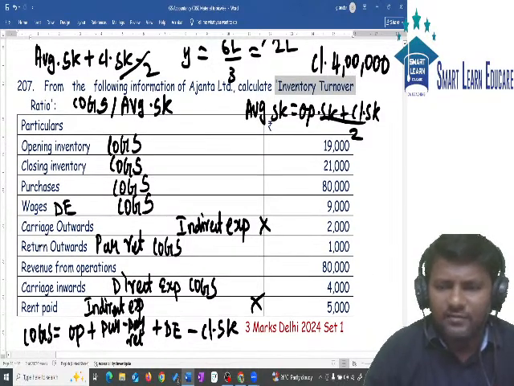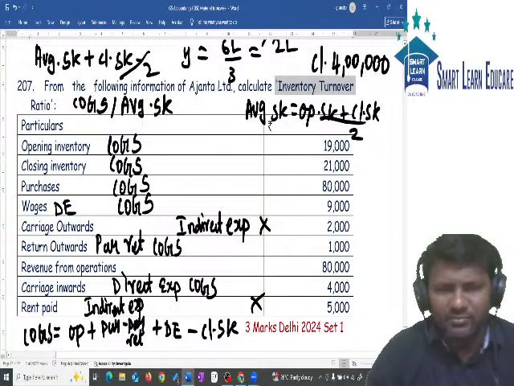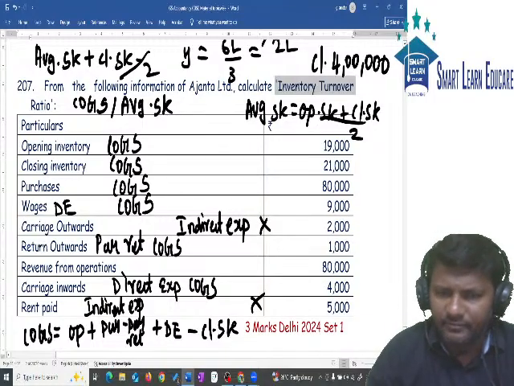In 1 or 2 classes we will complete our batch. Our batch started on 11th. We plan to take till 30th. Maybe one day I may extend, depending upon tomorrow's class.